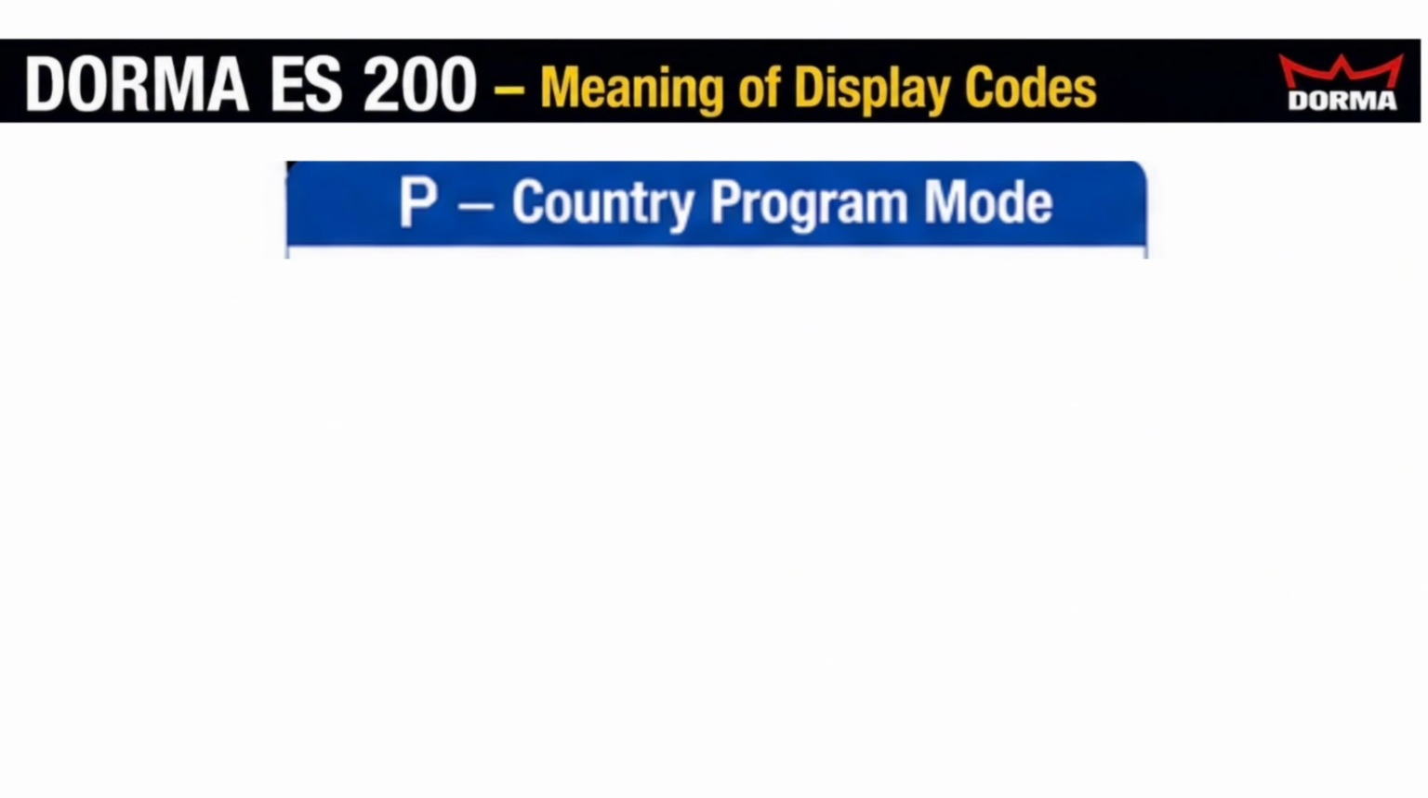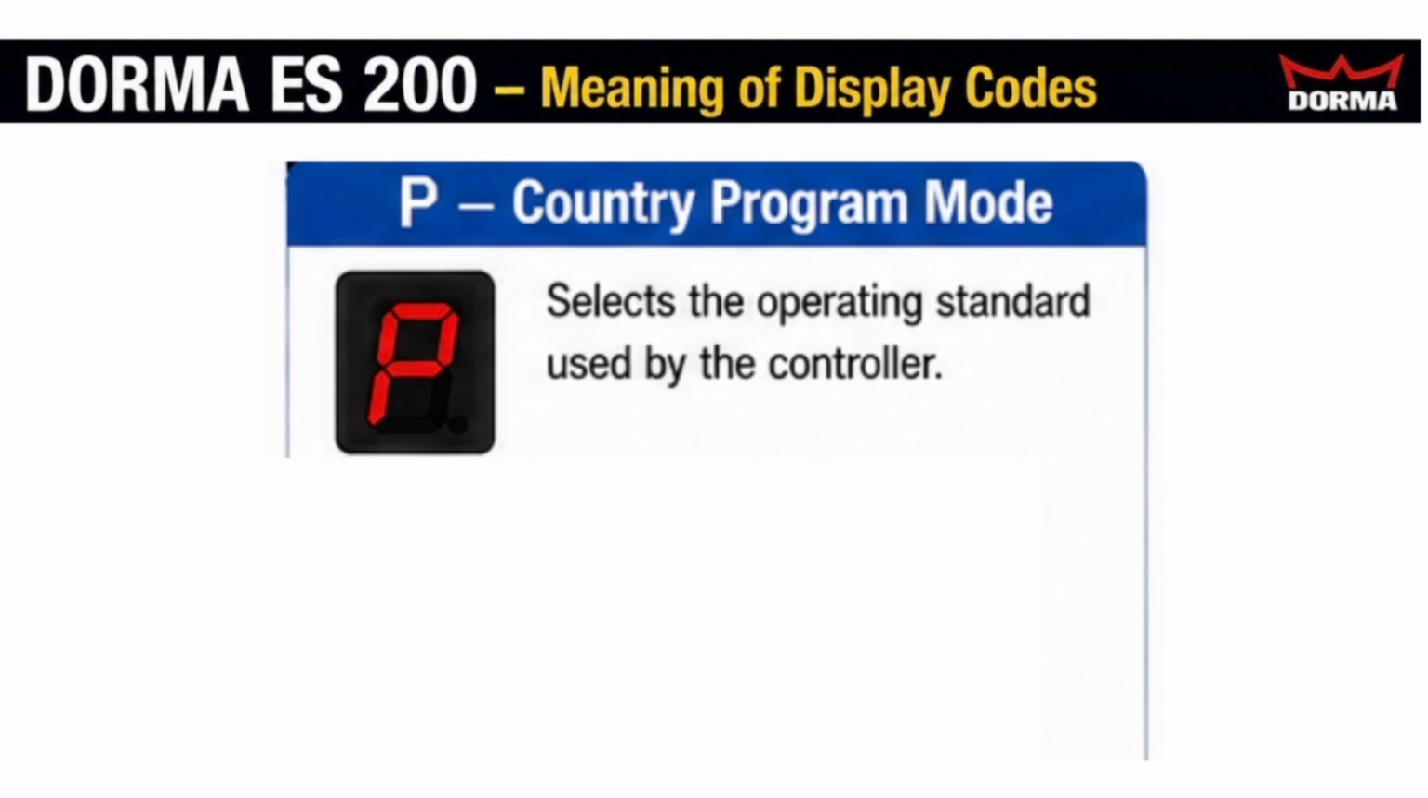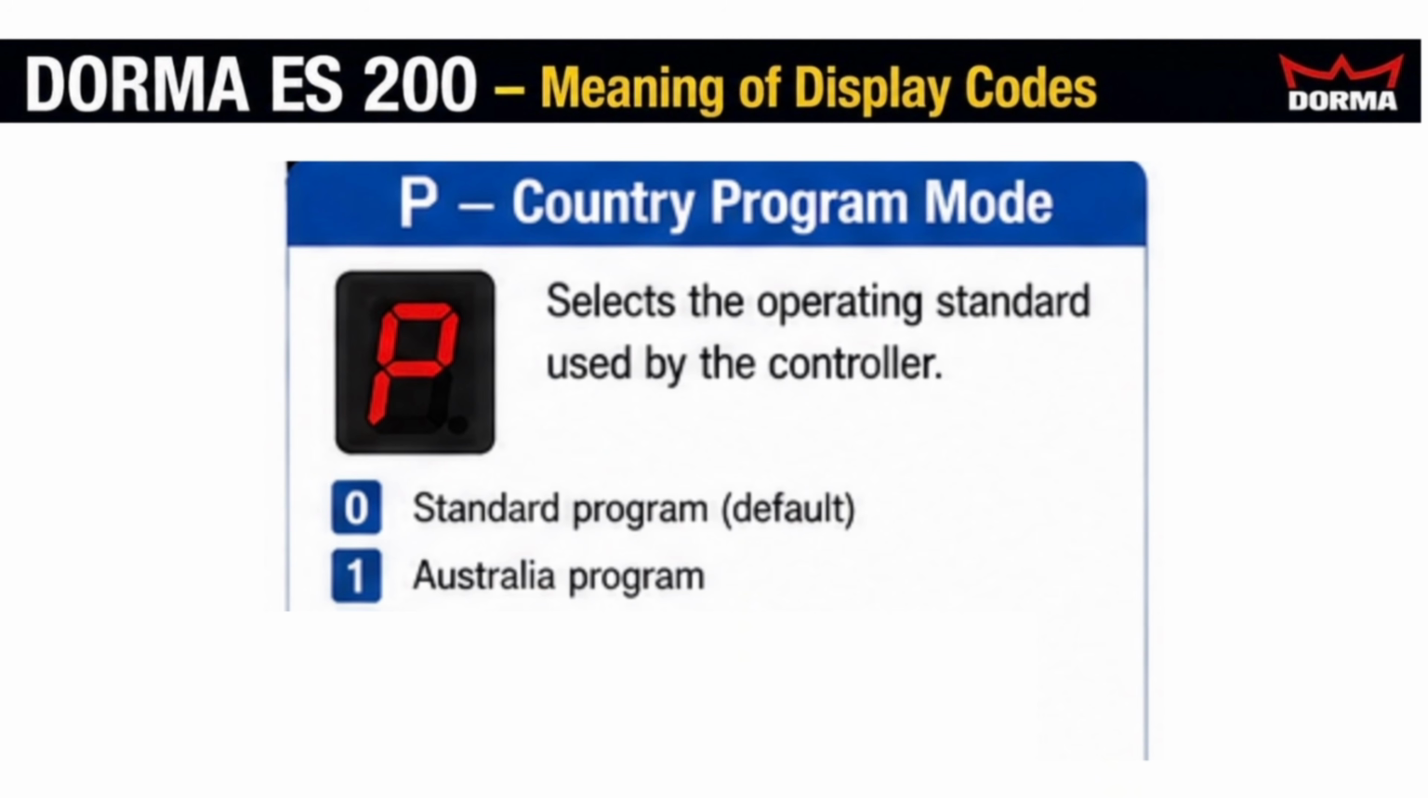Display code P. Country program mode. The first display code is P, which stands for Country Program Mode. This parameter selects the operating standard used by the controller. There are four options. P0 is Standard Program. This is the default setting used in most countries. P1 is Australia Program. Select this only when the installation requires Australian operating standards.